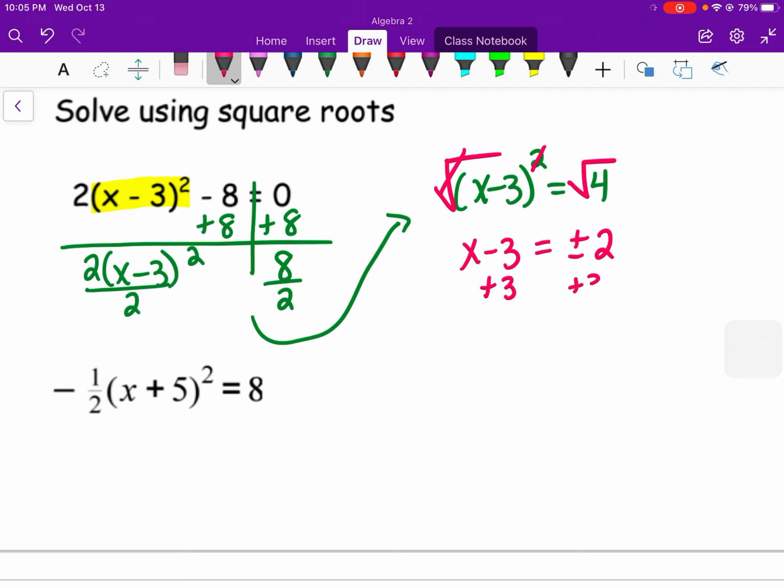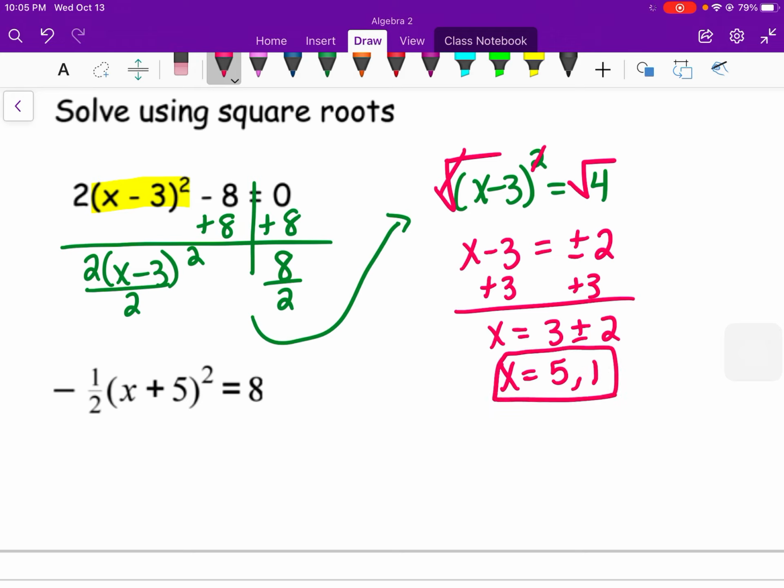Last step would be to add 3 to both sides. Commonly, you'll see this written as 3 and then plus or minus whatever you had there. But in this case, it's 3 plus or minus 2. So I'd like you to add and subtract. 3 plus 2 would be 5, and 3 minus 2 would be 1. So you get 2 rational answers here.